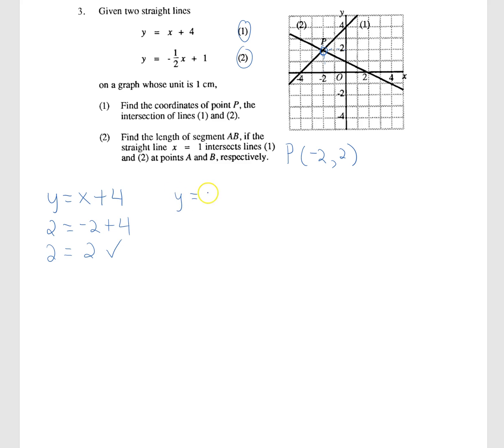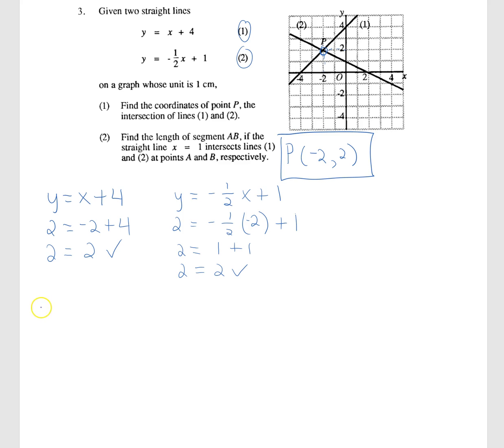Let's try it with equation 2. y equals -1/2 times x plus 1. Again, I'm going to plug in my values. So -2. And so in this case, I have -1/2 times -2, which is just going to be 1. And 1 plus 1 does equal 2, so this does work out, and we know that for part 1, the answer is point P lies at x equals -2, y equals 2.